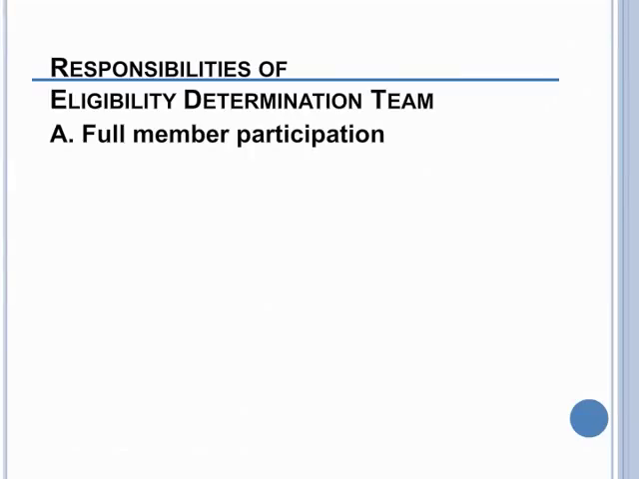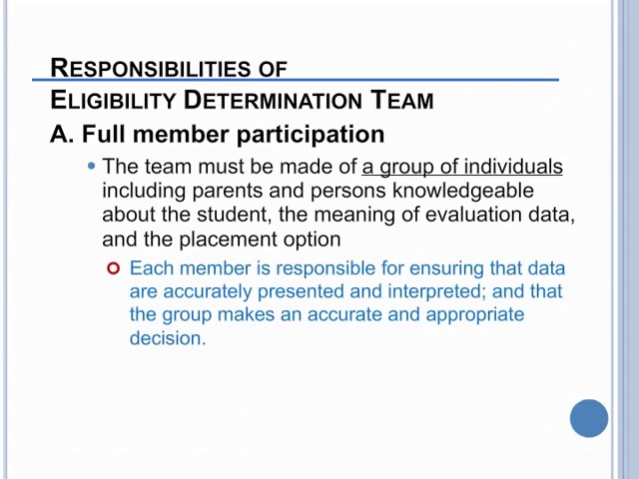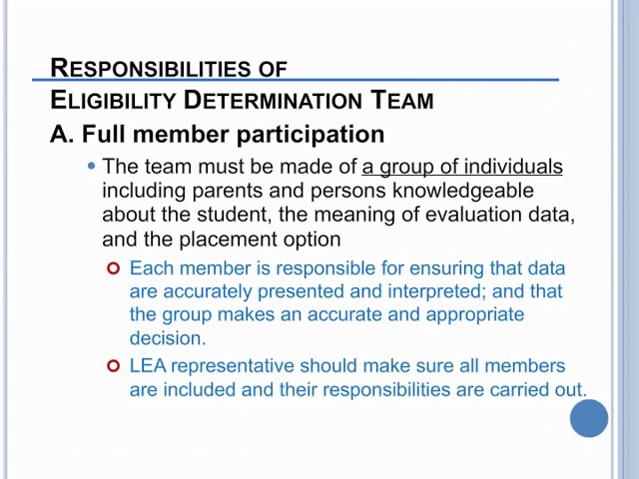It's important that you realize that any of you can be part of that eligibility determination team. It must be a group of individuals that are knowledgeable about the student. They each bring some different meaningful data, and then they're going to make a placement option. Each person makes sure that what they are talking about and being presented and interpreted is accurate, and you make a decision based on that data. And someone at the meeting should make sure all members are included and responsibilities are carried out.